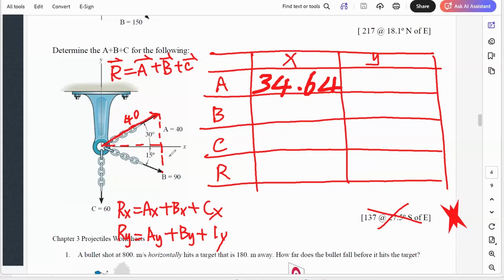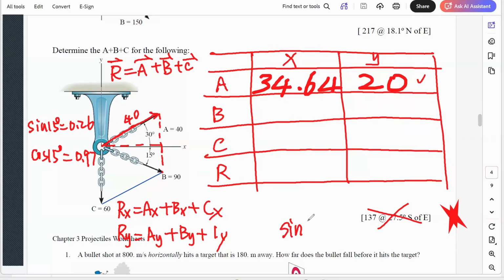Sine 15 is 0.26. And B the parallel, 0.96597. Okay? Sin 30 degrees times 40 equals exactly 20. That's a sine. So you want to realize sine 30. What's sine 30? 0.5, 1/2. Cosine 30 is square root of 3 over 2, about 0.866. And then B, this will be 90, right? Abner, what do you get for BX? It's like 86.93.